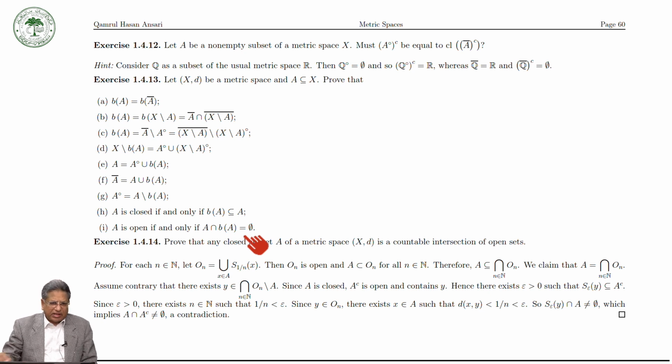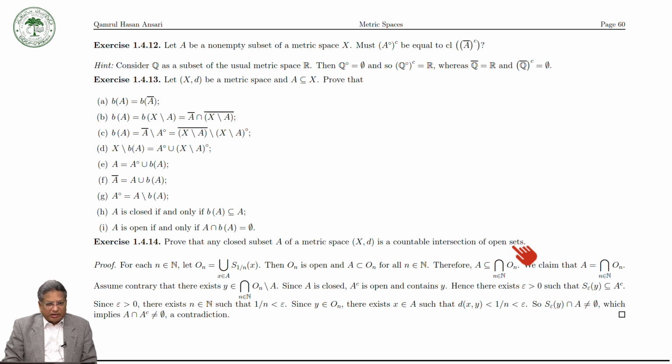So this you can prove very easily, and I am not going to prove all these things, but I can give another exercise which says: prove that any closed subset A of a metric space X is a countable intersection of open sets. It is a very important result, which says that any closed set of a metric space is a countable intersection of open sets.